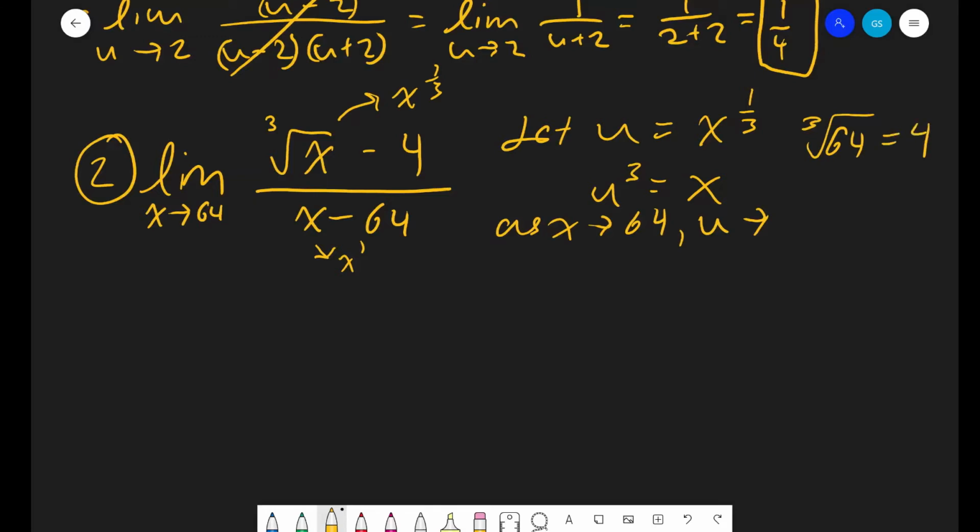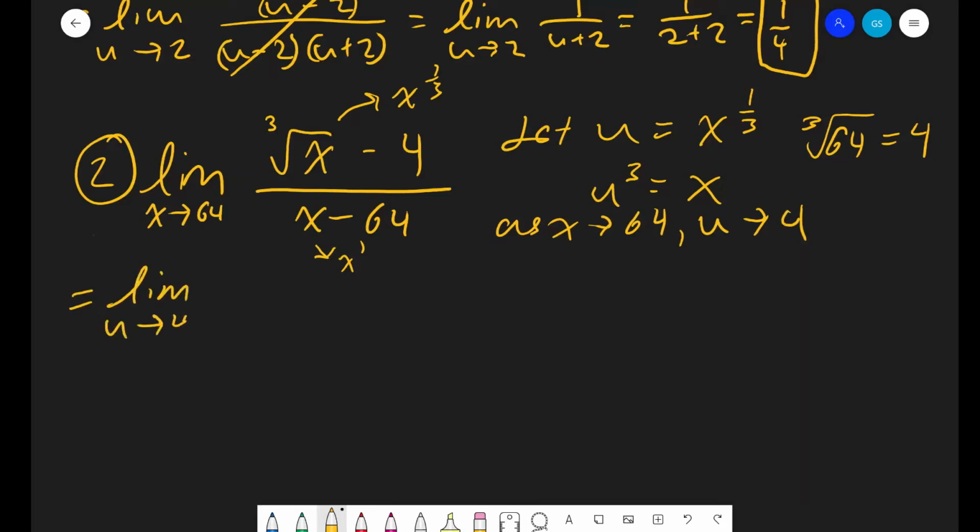And that makes sense because if we tried to just solve by just putting it in here, we would get 4 minus 4 over 64 minus 64, because we're saying as x approaches 64, which gives us 0 over 0. That's the indeterminate form. So obviously we need to do some things, which we are doing right now. So as x approaches 64, u approaches 4. That's it. Now we just put it all in terms of u.